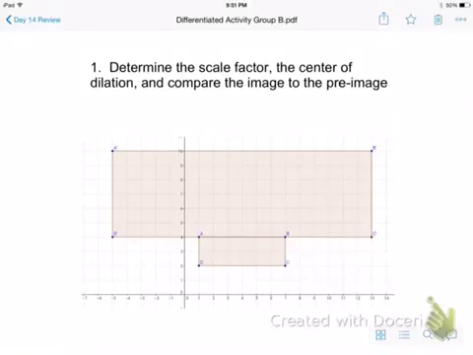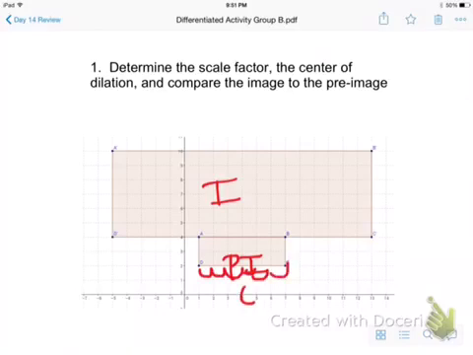Number 1, determine the scale factor, the center of dilation, and compare the image to the pre-image. So this would be the pre-image because it doesn't have any primes, and this would be my image. If I want to determine the scale factor, I need to count a side. So 1, 2, 3, 4, 5, 6, and another side, 1, 2, 3, 4, 5, 6, 7, 8, 9, 10, 11, 12, 13, 14, 15, 16, 17, 18.